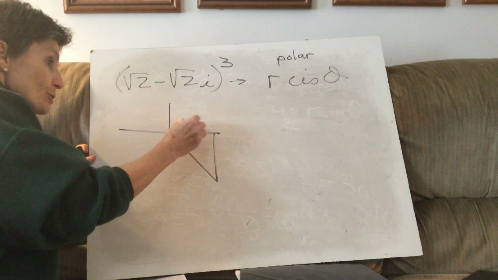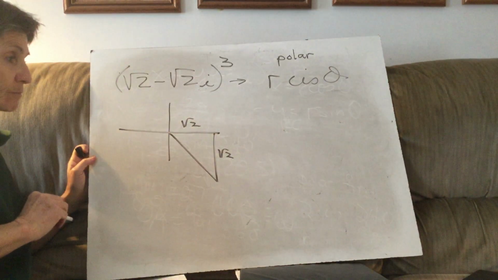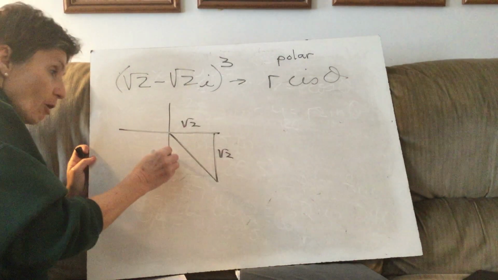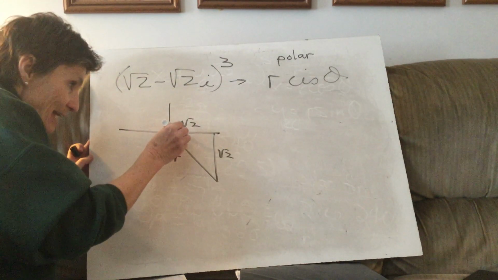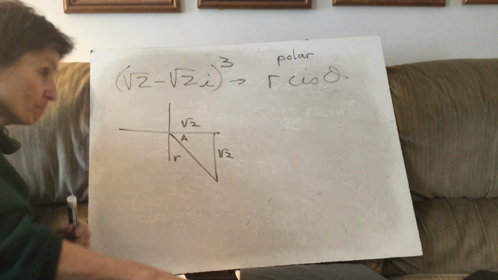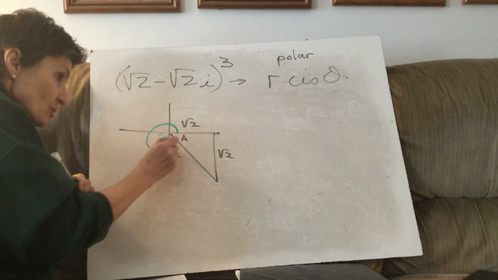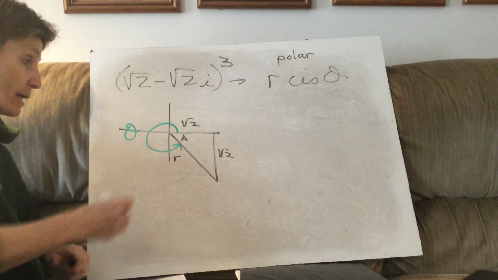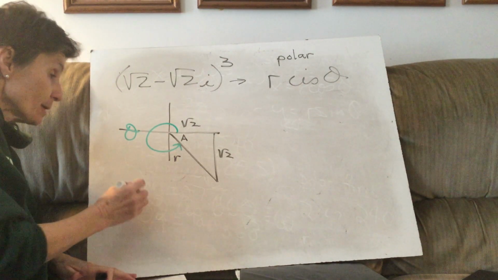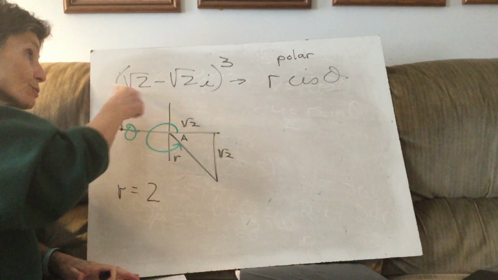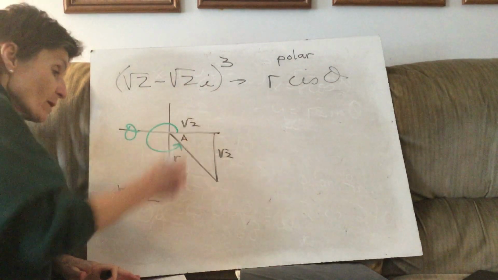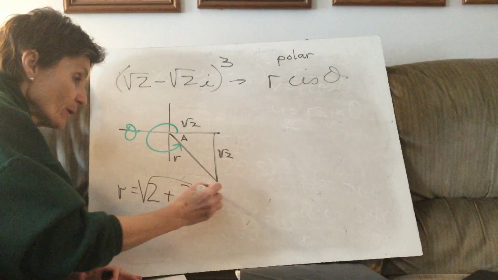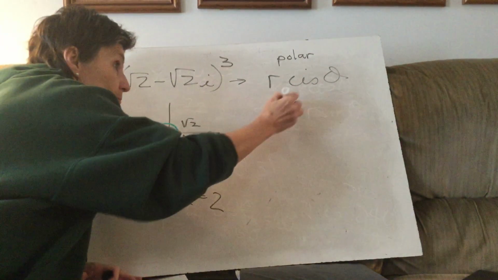So it's over root 2 and down root 2. We need to find R, and we need to find this angle first. And then ultimately, we're going to find theta. To find R, we square the first one. Root 2 squared is just 2. Square the second one, root 2 squared is 2. Add them together and take the square root. So R is 2.